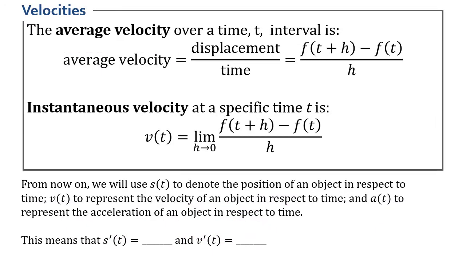From now on, we're going to use s of t to denote the position of an object with respect to time, v of t to represent the velocity of an object with respect to time, and a of t to represent the acceleration of an object with respect to time. I kind of alluded to this earlier. The first derivative of the position is always the velocity, and the derivative of the velocity function is the acceleration function.